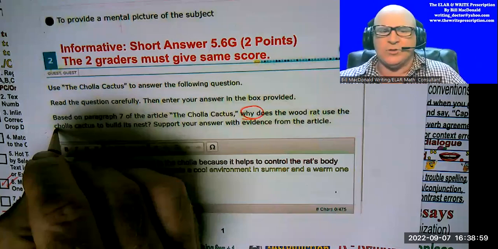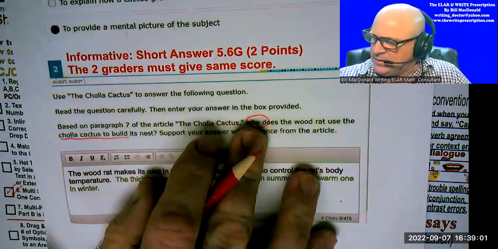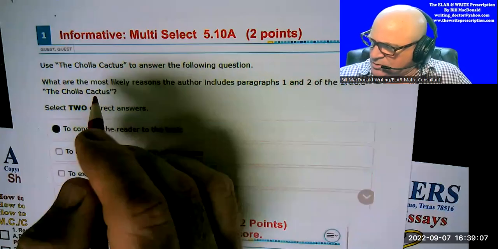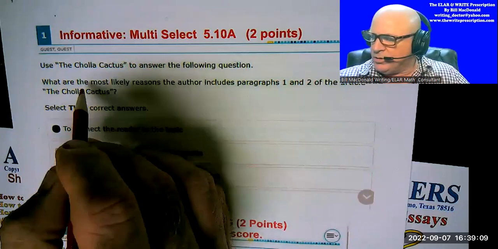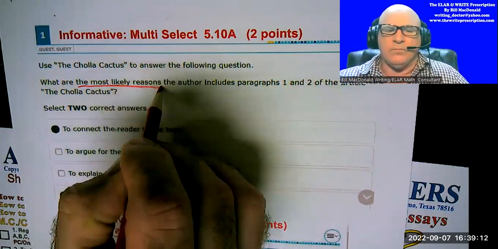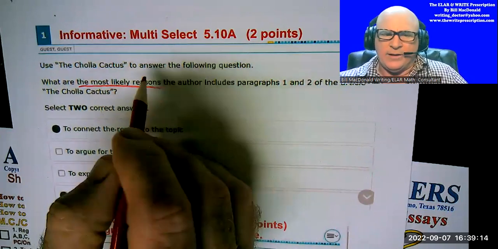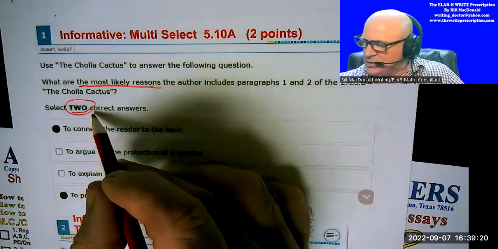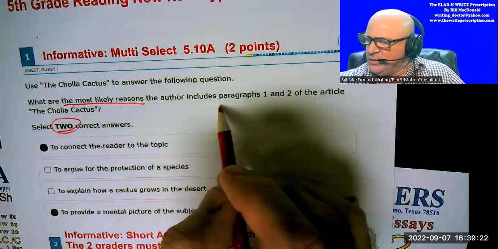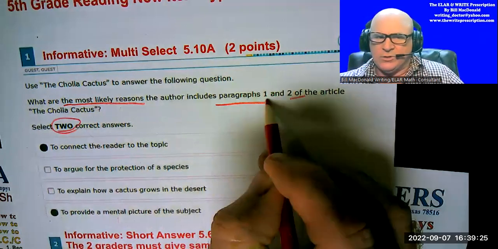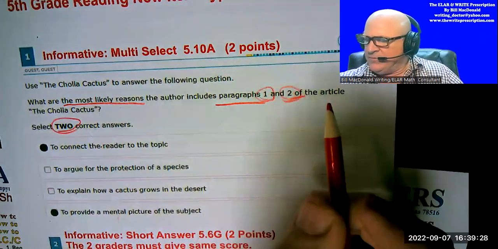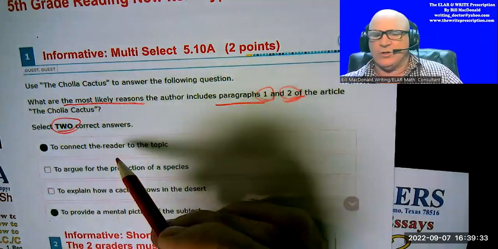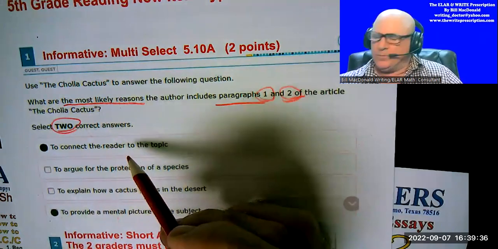Okay, just to make sure I give you the same concept in the first one. What are the reasons, plural, more than one, and how many do they want? They want 2. The author includes paragraph 1 and 2. And so I would probably guess, like I told you, that the first paragraph was to connect the reader to the topic, and the second one was to create imagery, a mental picture.